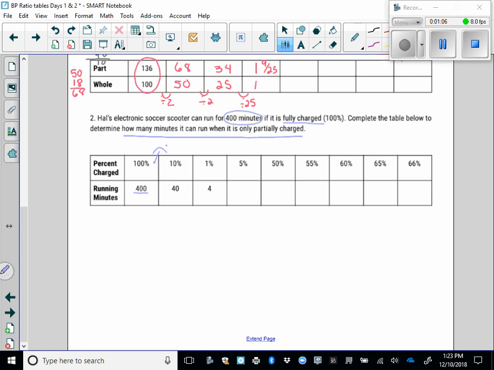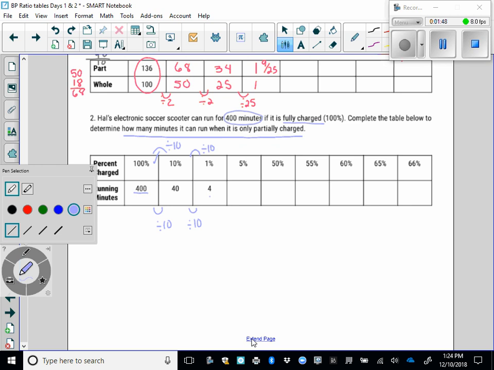So, to get to 10%, I'm just going to divide by 10. And so, if the battery only is 10% charged, it's going to run for 40 minutes. So, you definitely want to have your scooter charged if you're going to be hanging out with friends all day on it. If it's only 1% charged, I would have to divide by 10 again. And that tells me that if it's 1% charged, I can go 4 minutes.